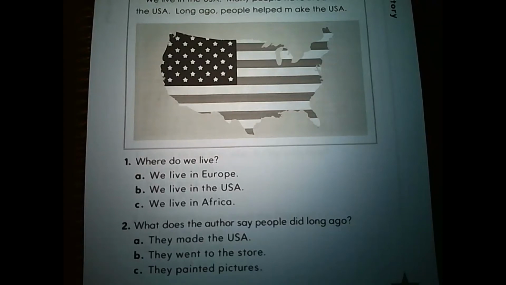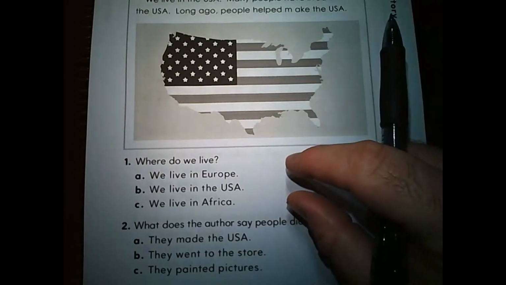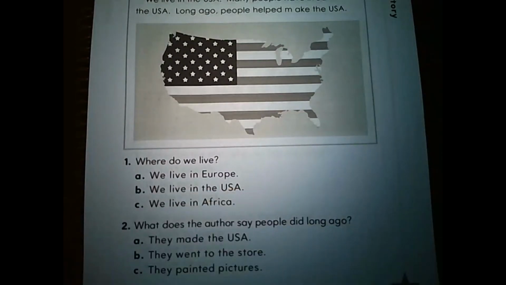Okay. We live in Europe. We live in the USA. We live in Africa. Where do we live? If you're doing this in Google Classroom, make sure you're using the little circle over here off to the side to put it over your choice.